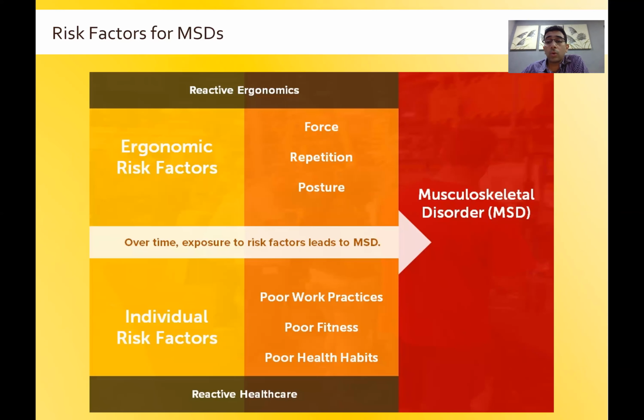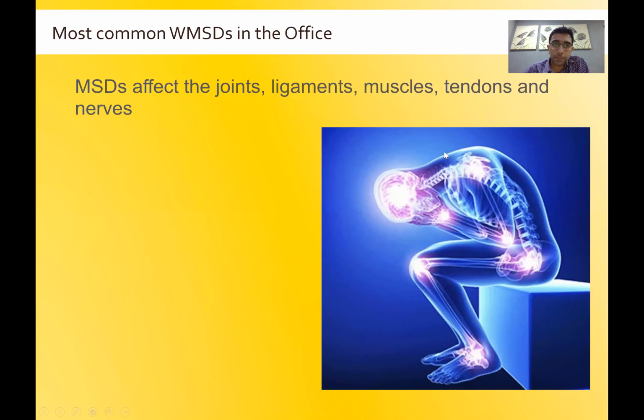So if you want to summarize, the risk factors of MSDs can be classified as ergonomic risk factors and individual risk factors. Ergonomic means work-related, like force, repetition, and posture. Individual risk factors are as per that person, like poor work practices, poor fitness, and poor health habits. And all these together can combine to form musculoskeletal disorders.